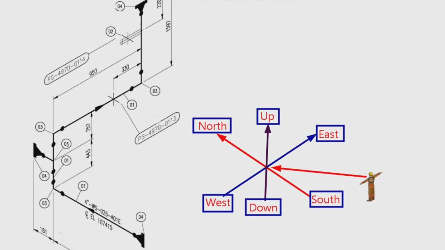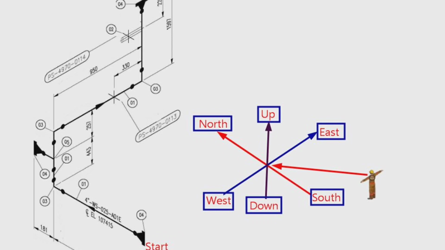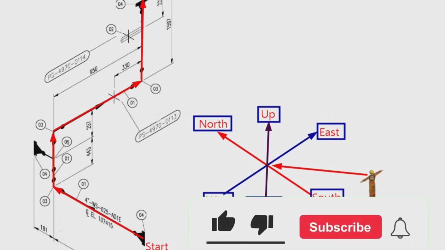Now that we know the names of the directions, we can read this drawing. Let's start reading the drawing from this starting point. The pipeline starts moving in the north direction at this starting point. The pipeline continues its movement up vertically. Then, the pipeline continues to move in the east direction. At last, the pipeline here turns up vertically again. So, the correct reading of the pipe drawing is completed.